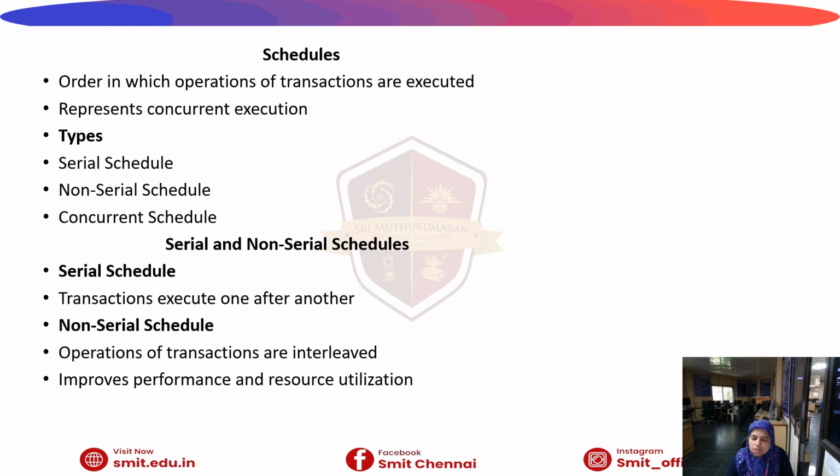Next is schedules: the order in which operations or transactions are executed, representing concurrent executions. What are the types? Serial schedule, non-serial schedule, concurrent schedule. Then serial and non-serial schedules. In a serial schedule, transactions execute one after another. In a non-serial schedule, operations of transactions are interleaved, which improves performance and resource utilization. We also saw serializability, conflict serializability, and serialized and non-serialized schedules. So these are the types of schedule.